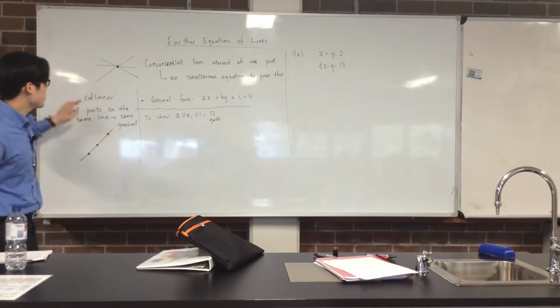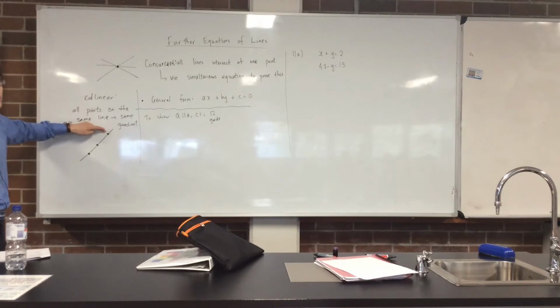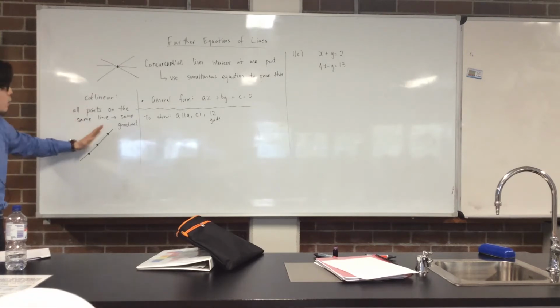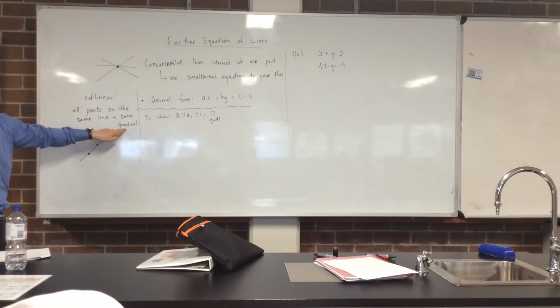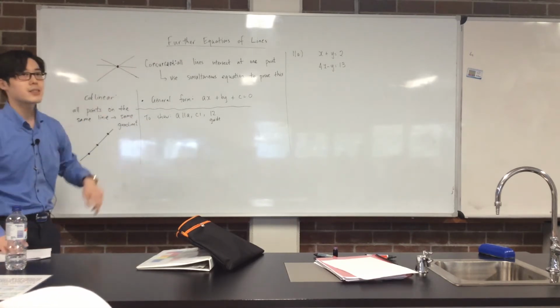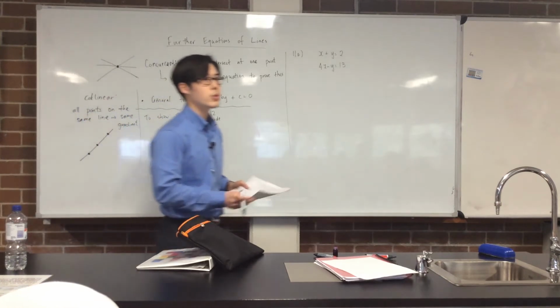Collinear is when you've got multiple points on the same line. So not to be confused with these two. Okay? We've done this a few lessons ago. To prove that all points are on the same line, we proved that the two points have the same gradient, using the m formula. Concurrent is different. Okay? So that's what we're going to do in question 11a.